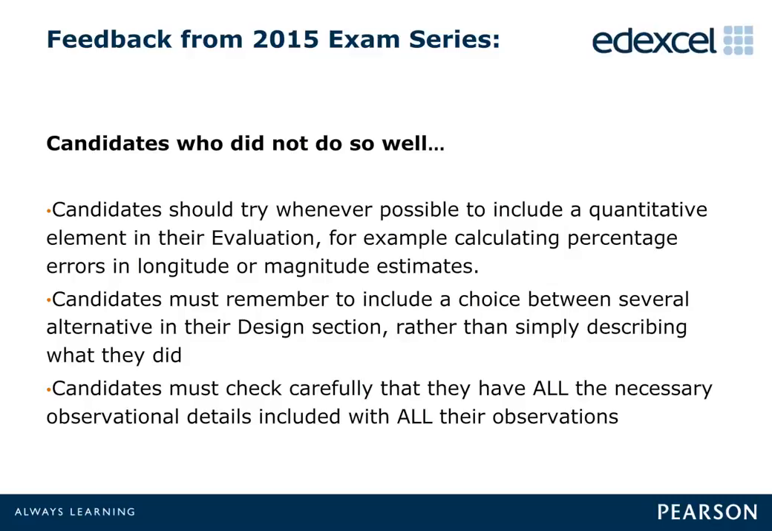These are some of the features of the CA work which lost marks during the 2015 examination series. Candidates should try, whenever possible, to include a quantitative element in their evaluation, for example, calculating percentage errors in longitude or magnitude estimates. Candidates must remember to include a choice between several alternatives in their design section, rather than simply describing what they did. Candidates must check carefully that they have all the necessary observational details included with all their observations.